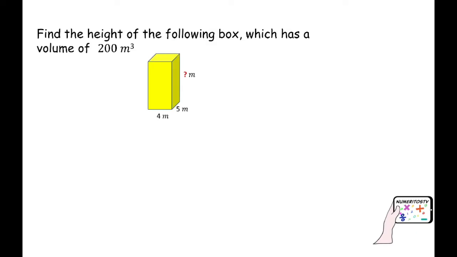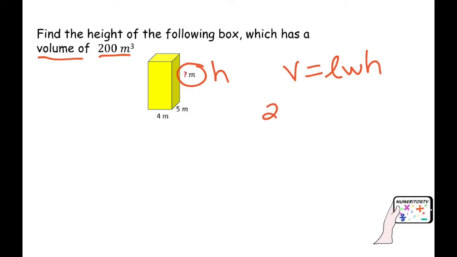What about this one? Find the height of the following box, which has a volume of 200 cubic meters. Again, they are giving you the volume, and you have a missing dimension that in this case is the height. So, using my formula, volume equals length times width times height, I am going to substitute all the values given. So, the volume is given, that is 200. The length is 4, the width is 5, and I don't have the height. That's what we are trying to find.